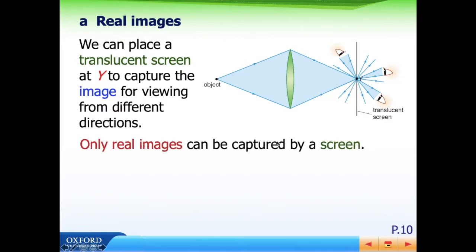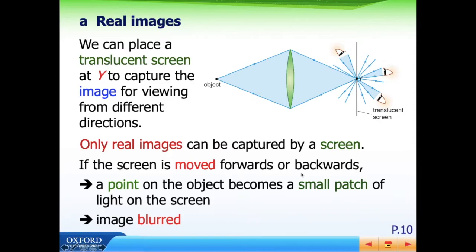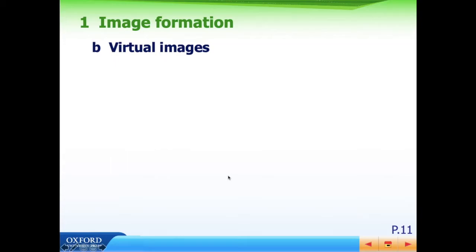Remember this: only real images can be captured by a screen. If the screen is moved forward or backward, in this case we can move this screen here or we can move the screen to the other side. Therefore, a point on the object becomes a small patch of light on the screen, and as a result, the image will become blurry. Okay, so that is real images.